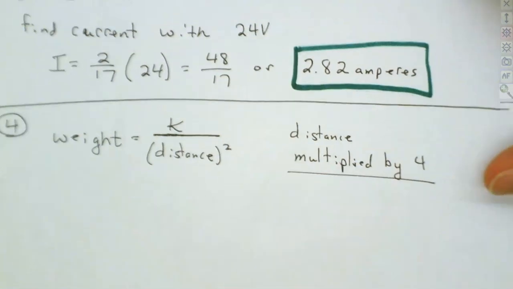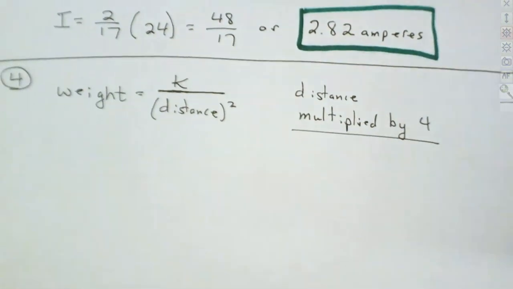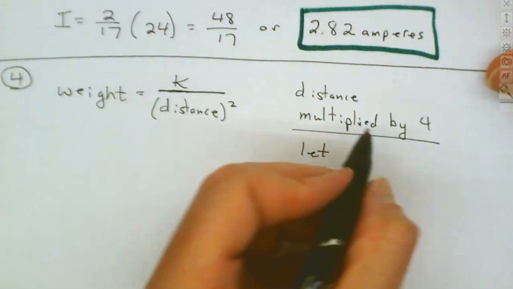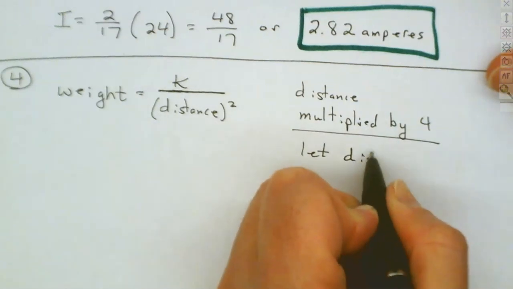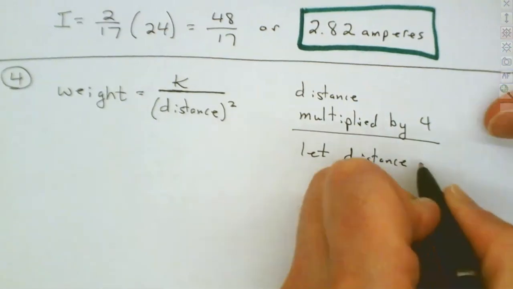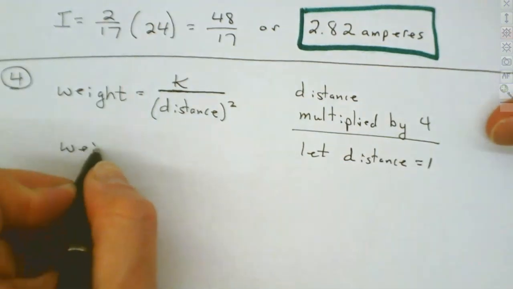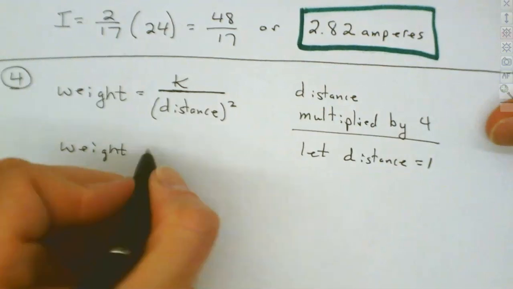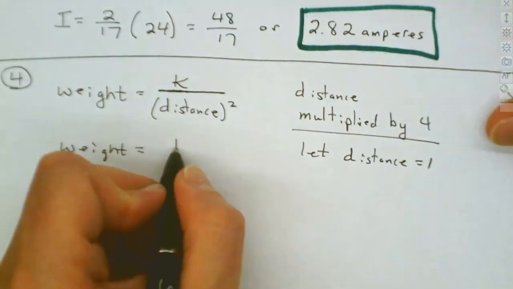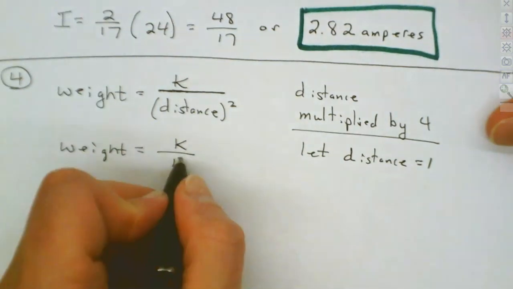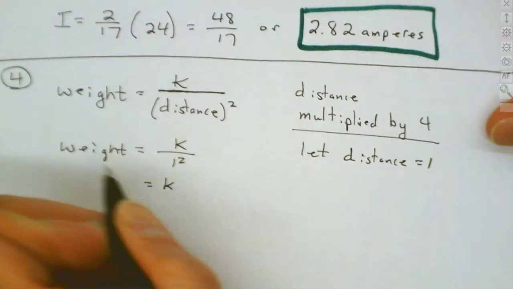So we're going to multiply this distance by 4. So let's work with 2 of these and see how they relate to each other. Let's start off by working with the distance. So let's let the distance equal 1. What would my weight be if my distance equals 1? Well, that would be k over 1 squared, and that would come out to be k, right?